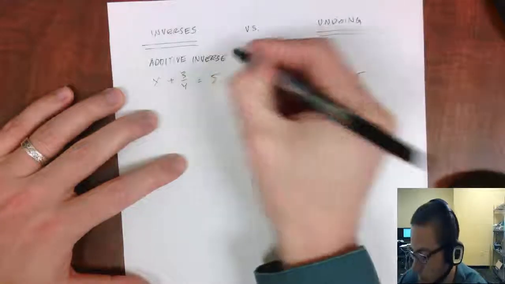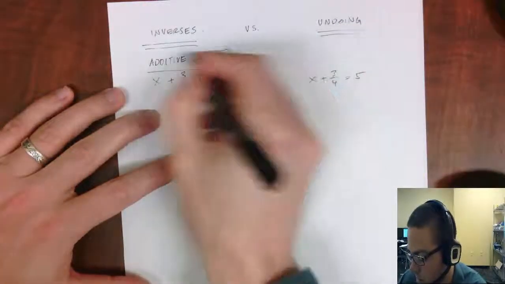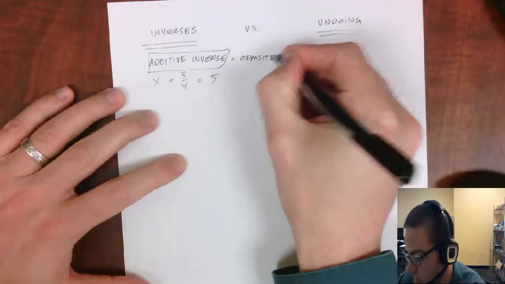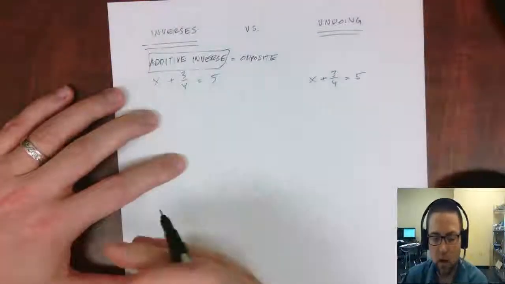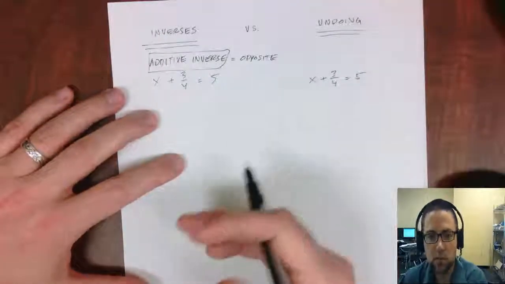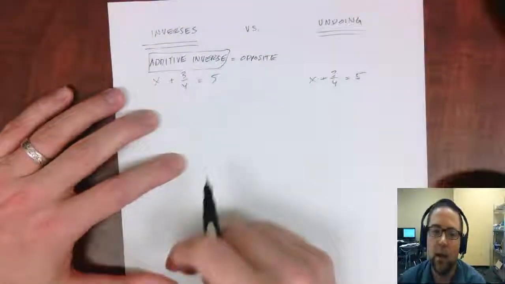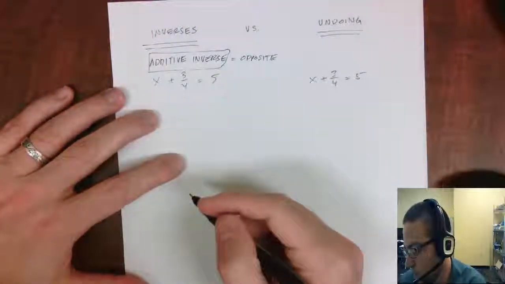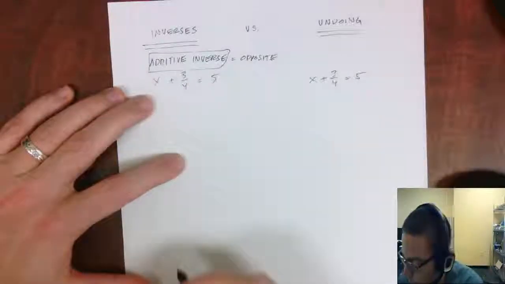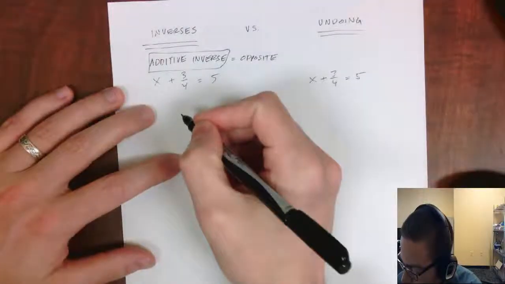And the additive inverse is a term that just means the opposite. So you can use them interchangeably. Additive inverse, opposite, opposite, additive inverse. I used to play a game with my students. I say, when I say opposite, you say additive inverse. Or I say additive inverse, they say opposite. Anyway, they're interchangeable, so keep that in mind.